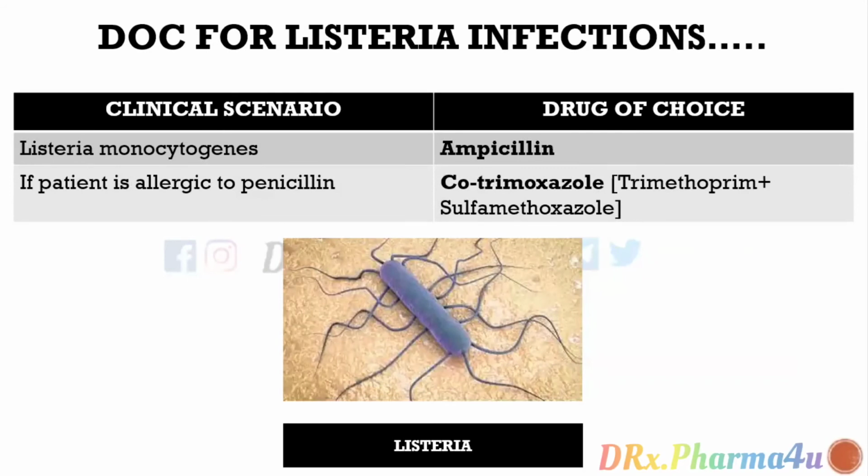Now, if you are having Listeria infection, the organism's name is Listeria monocytogenes. The antimicrobial of choice is ampicillin. But if the patient is allergic to penicillin, definitely ampicillin cannot be used. In that condition, you may use cotrimoxazole. Cotrimoxazole is a bactericidal combination of trimethoprim and sulfamethoxazole.